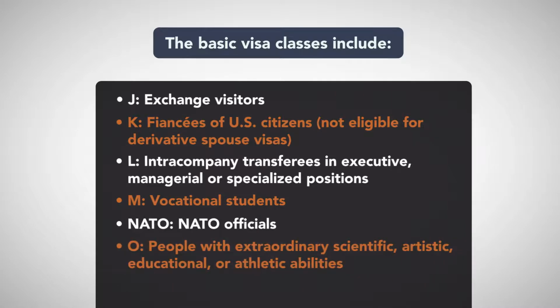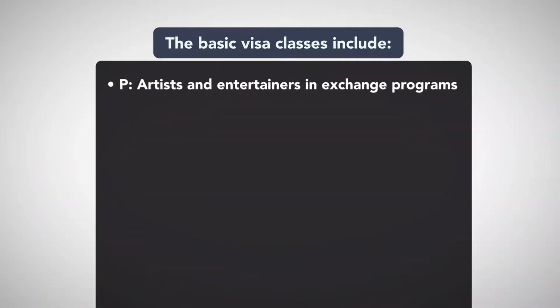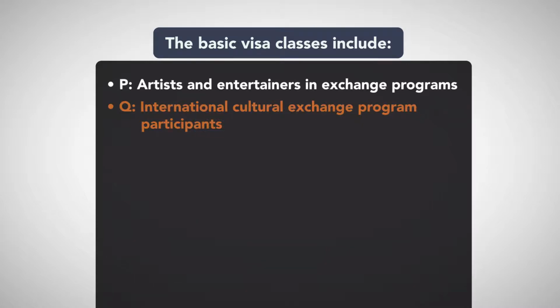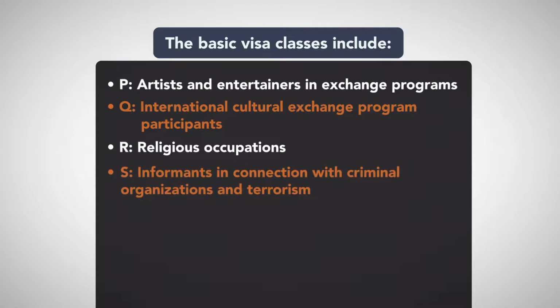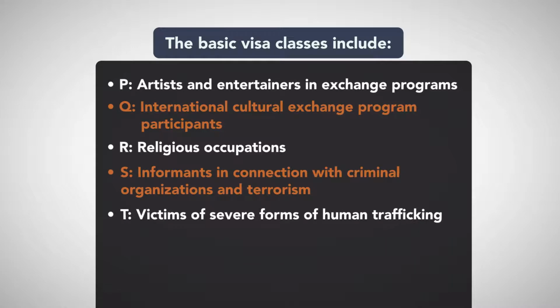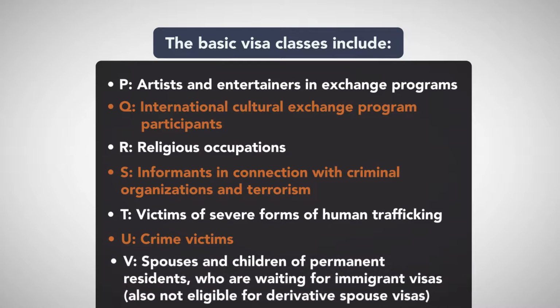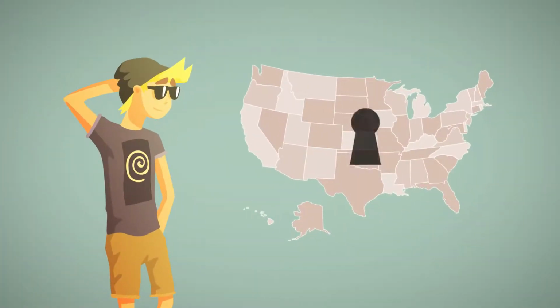O. People with extraordinary scientific, artistic, educational, or athletic abilities. P. Artists and entertainers in exchange programs. Q. International Cultural Exchange Program participants. R. Religious occupations. S. Informants in connection with criminal organizations and terrorism. T. Victims of severe forms of human trafficking. U. Crime victims. V. Spouses and children of permanent residents who are waiting for immigrant visas, also not eligible for derivative spouse visas.